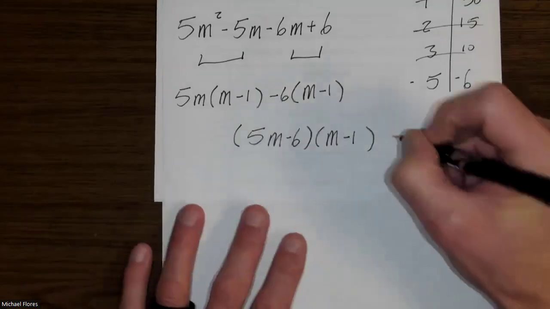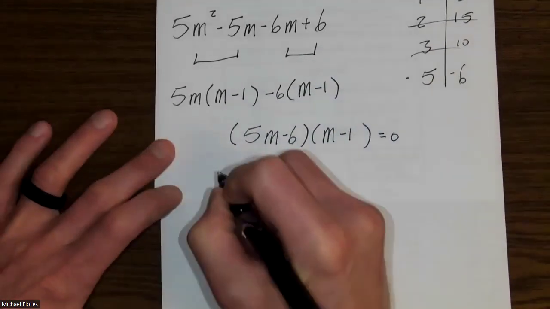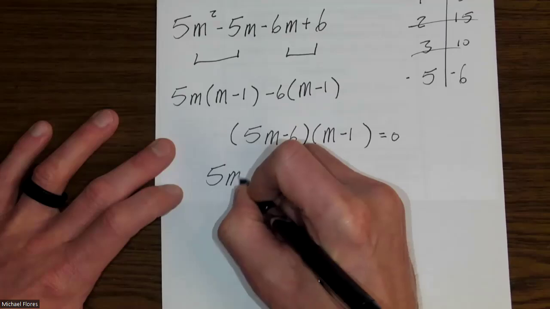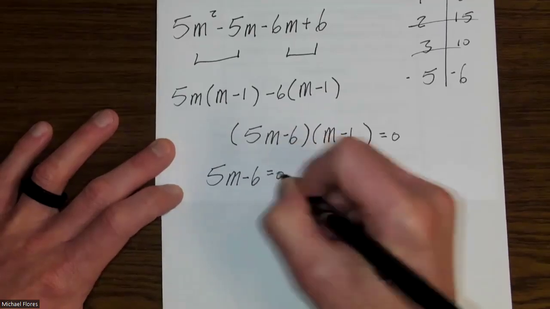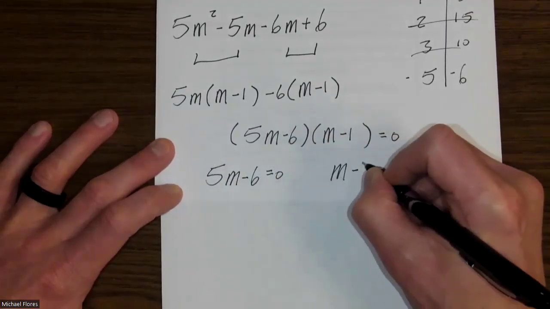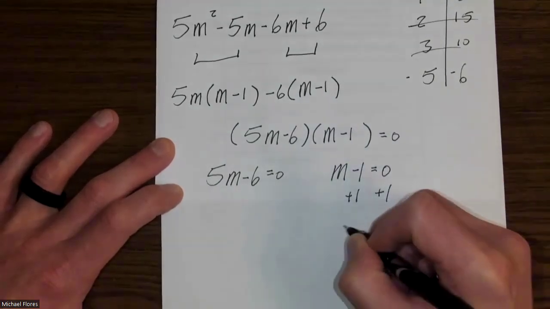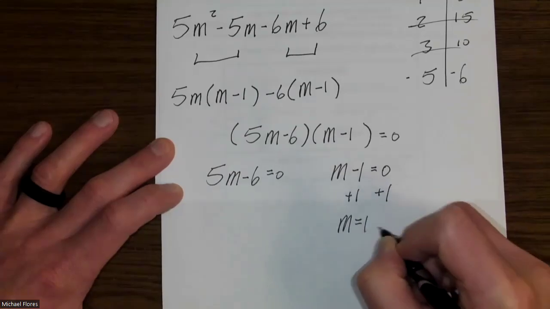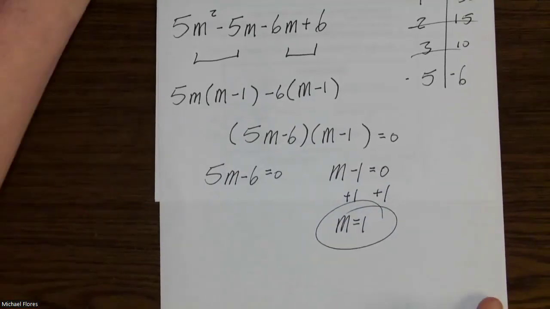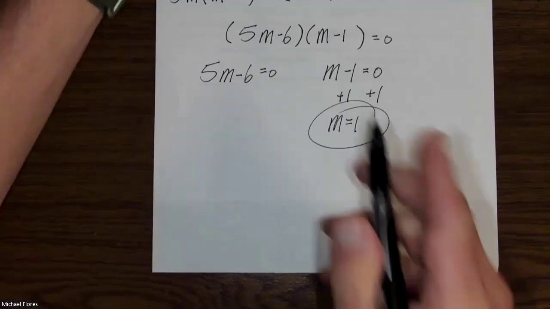There's our factors. Now let's set them equal to 0 and solve them. That's one of our solutions. Let's find the other one.